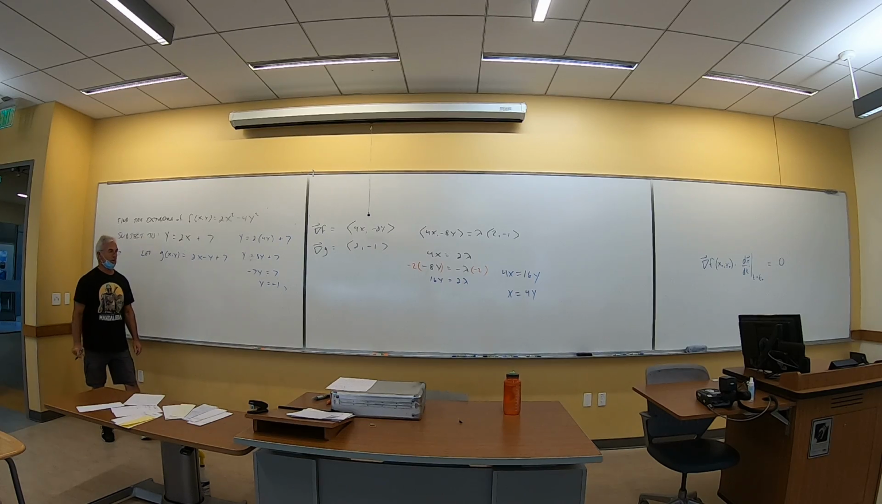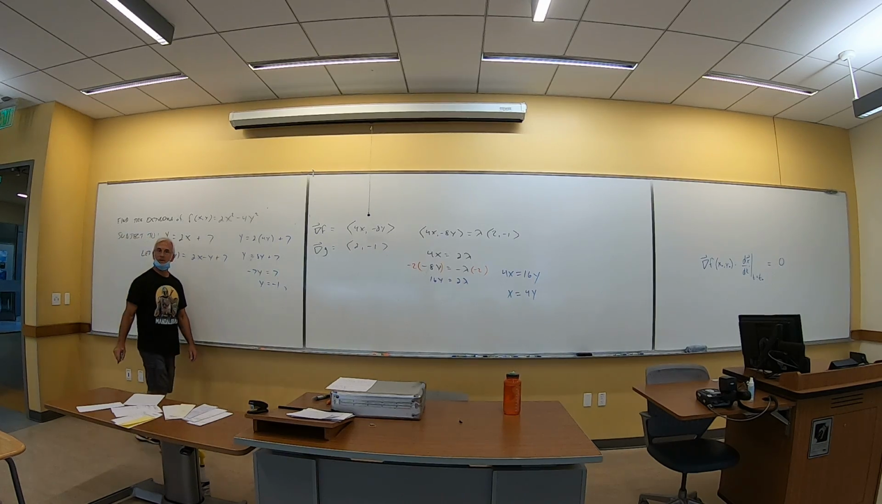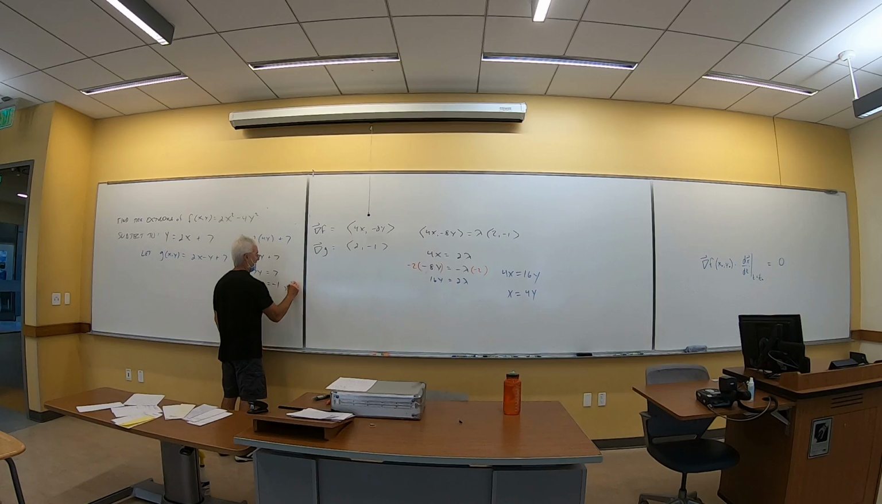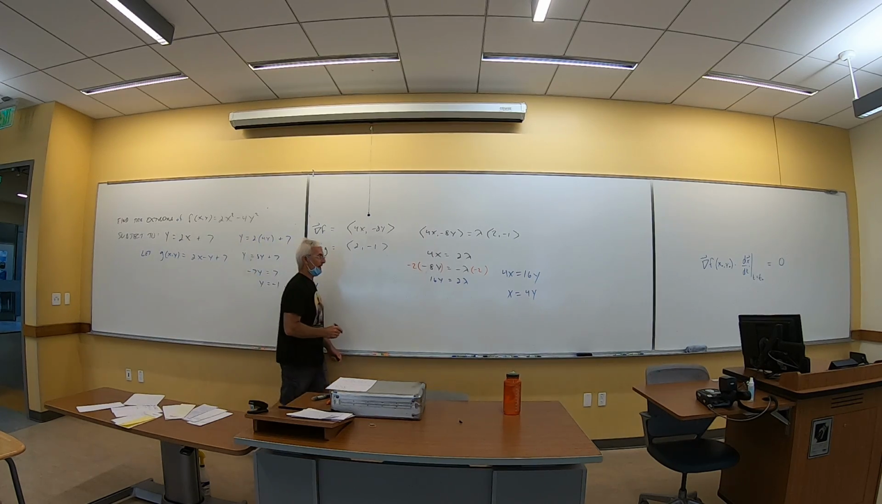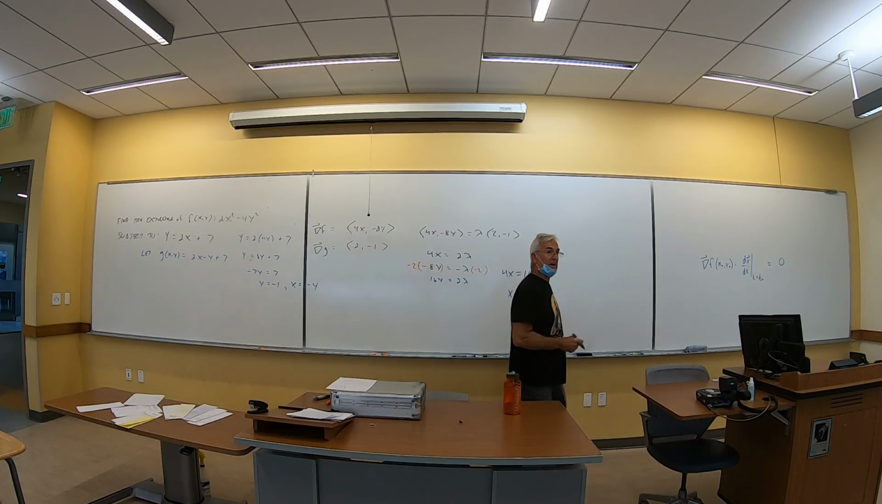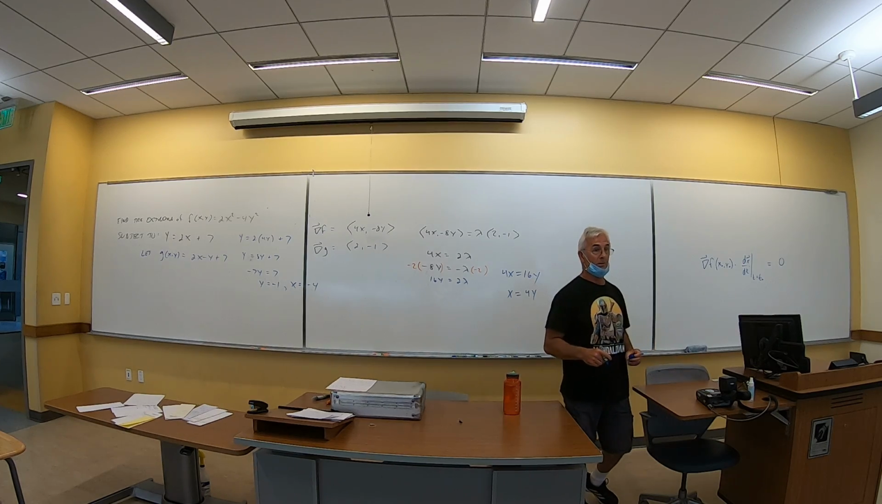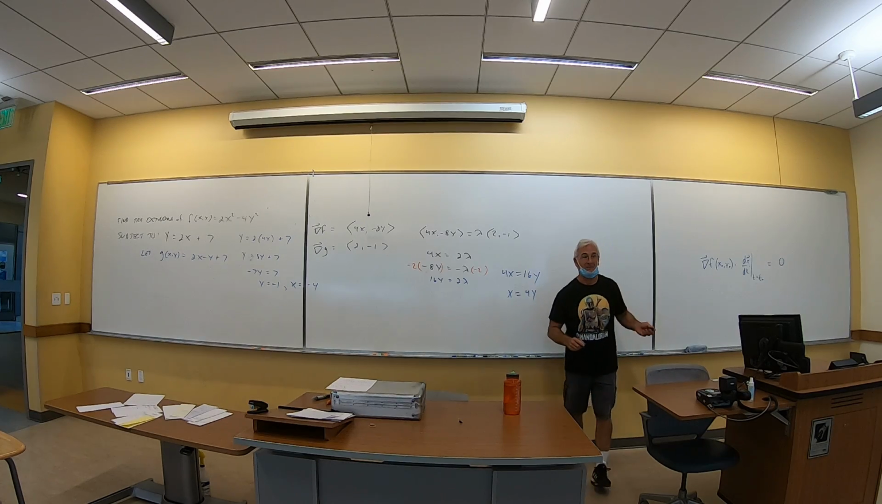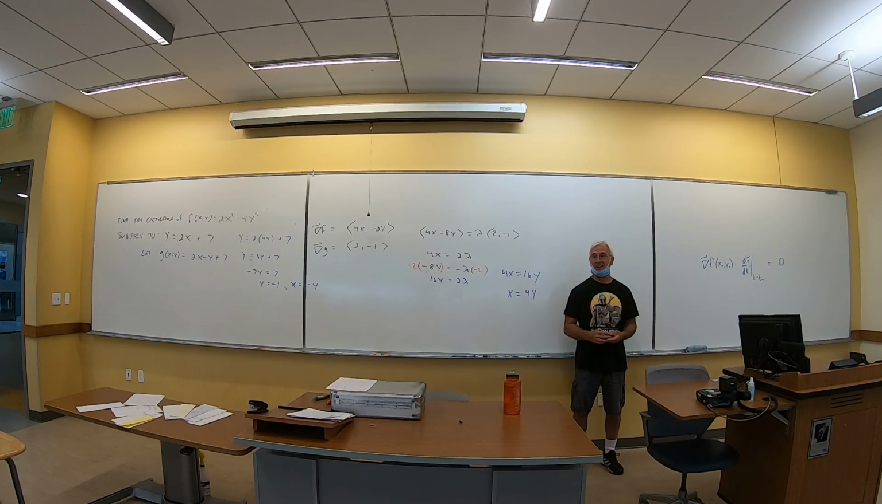If y is negative 1, then what is the value of x? Negative 4. So x is negative 4. Well, that wasn't too bad. By the way, could I figure out the value of lambda now that I know what x and y are? Sure. Is it going to matter? No. It's not going to matter. You're not going to worry about it.